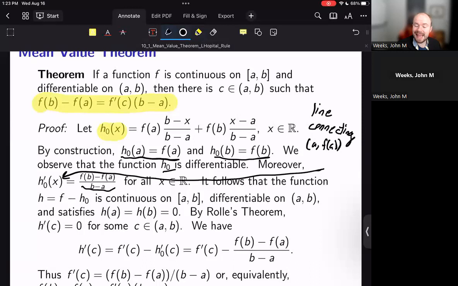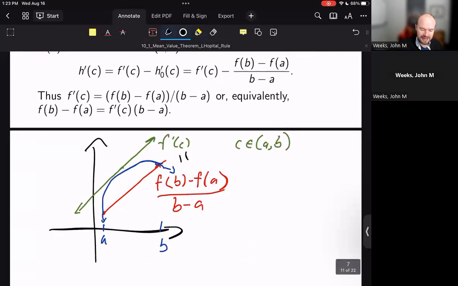Because we know that at a, the y value is f of a, and b comma f of b. And the reason that I know it's just a line is that take a look at this derivative. This derivative has no x in it at all. It is a constant derivative. So this is a line connecting those 2 points. In fact, I can tell you exactly what that line is in this picture.